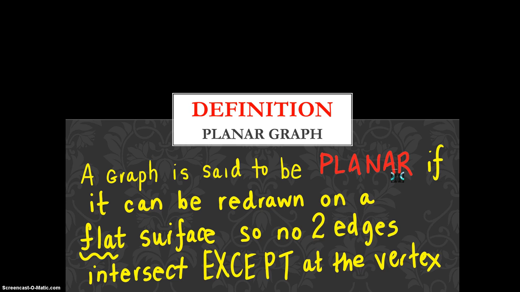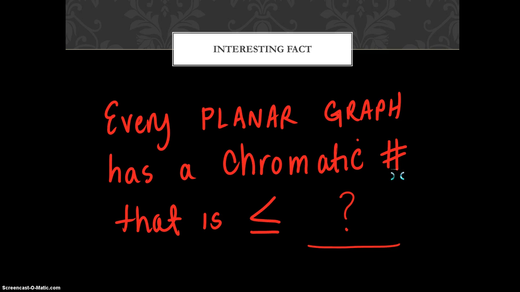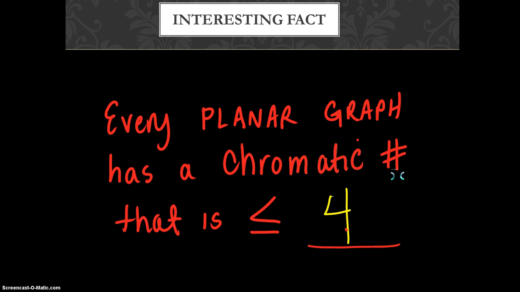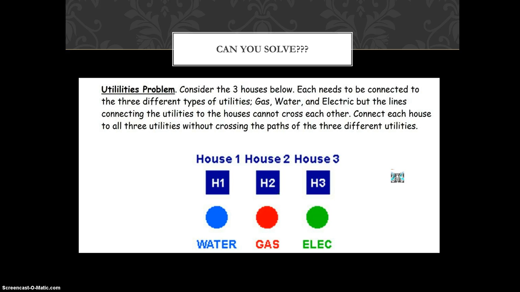All right, so this is our first new vocabulary word. A graph is said to be planar if you could redraw it on a flat surface so that no two edges intersect except at the vertex. And we know from our last chapter that any graph that can be drawn on a flat surface has a chromatic number of at most 4. Very good. If you said 4, way to go. High five.